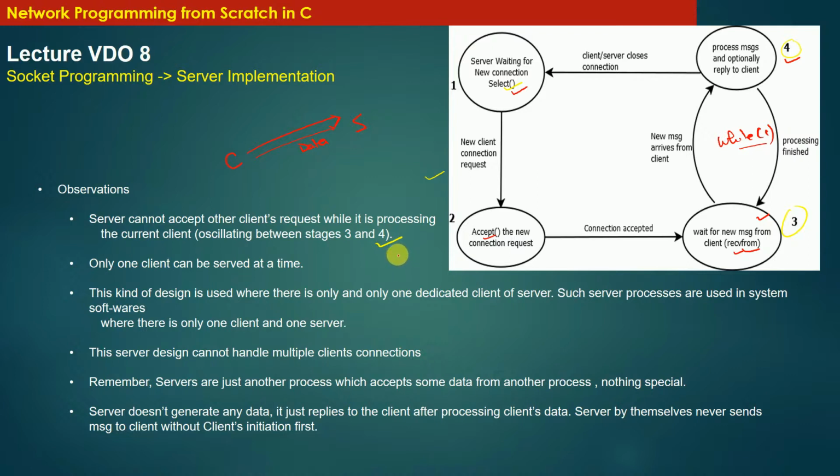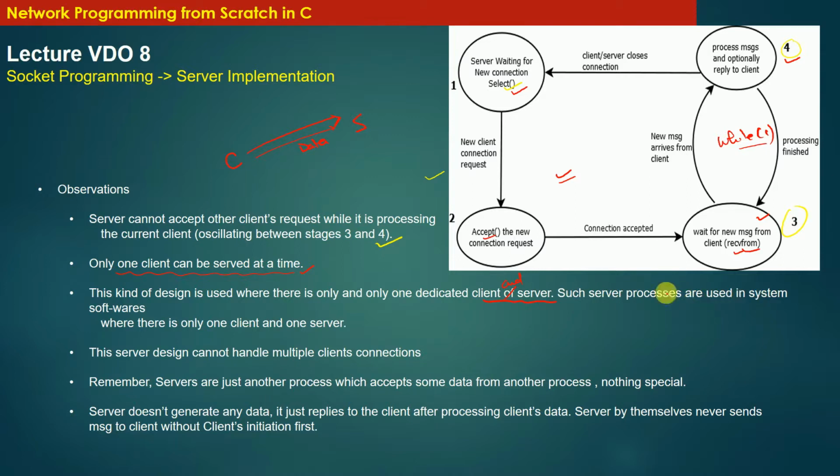So once we are finished with writing a TCP client as well as a TCP server, you can practice designing the TCP server on your own while following this tutorial as a guideline, and you will realize this state machine, and you will realize the drawback of the server, that the server can handle only one client. This server can handle only one client at a time. This kind of design is useful where there is only and only one dedicated client and server.